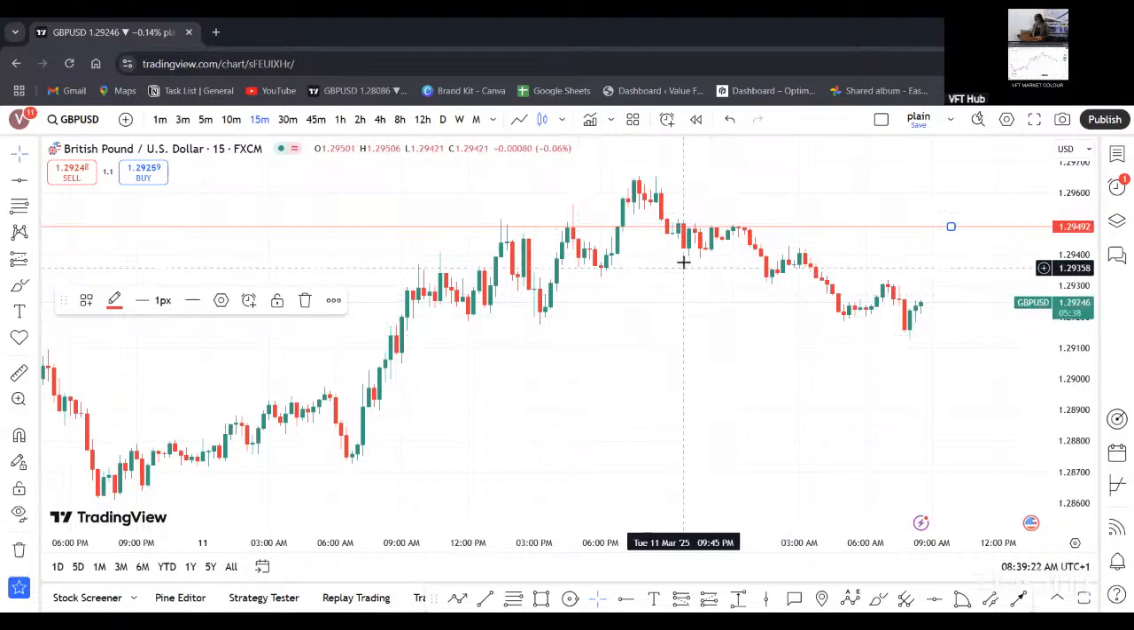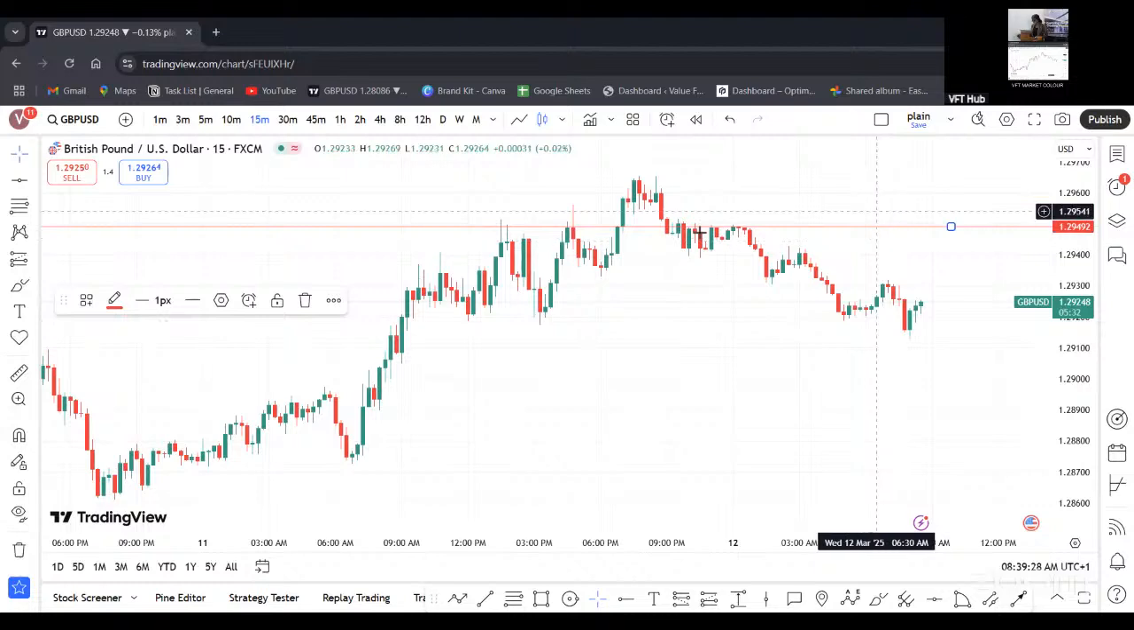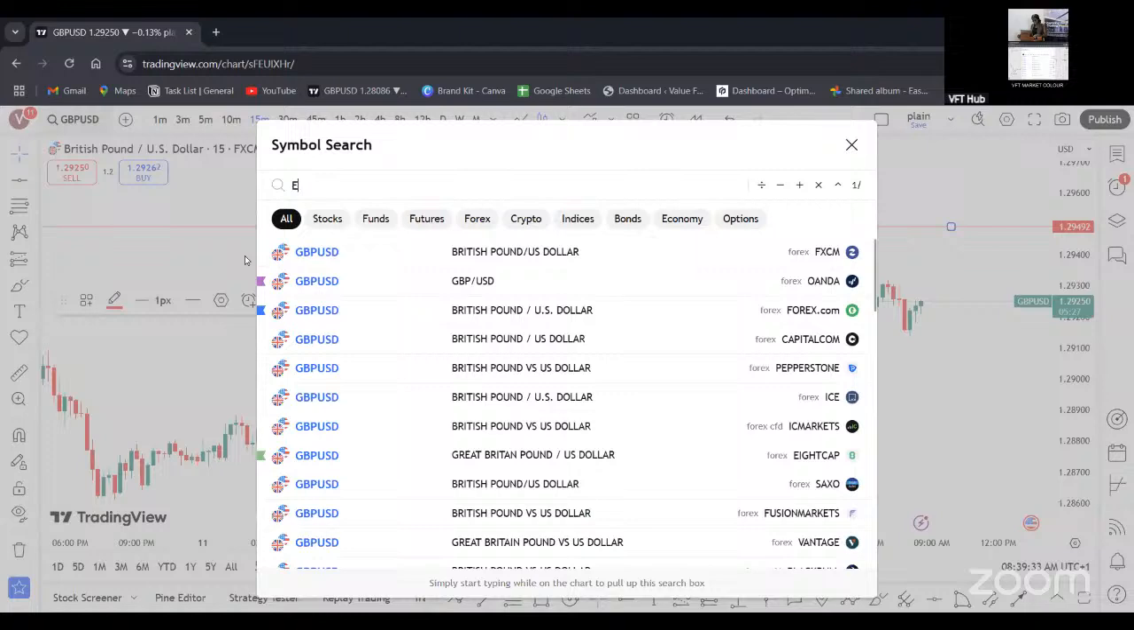When I see price retrace into 1.29492, which coincides with this very left shoulder, please take note of these price points that we're calling out for the market color session.